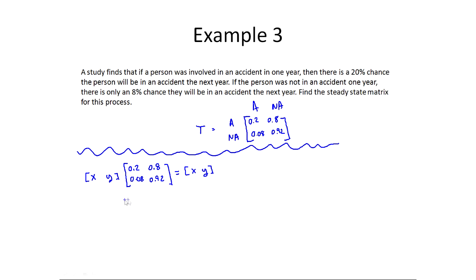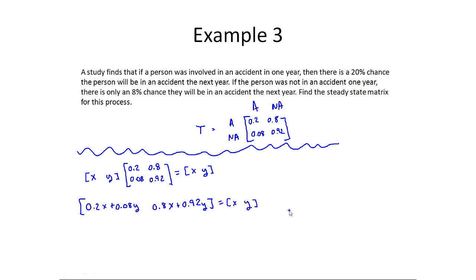On the left-hand side, what I could do is multiply to try to get this. I can't do this in my calculator, I have to use matrix multiplication. Remember, in matrix multiplication, rows hit columns, right? So this would be 0.2x plus 0.08y for my first entry, so this row hit this column. And then my next entry will be this row hitting this column, so it would be 0.8x plus 0.92y. And this is supposed to equal [x, y].